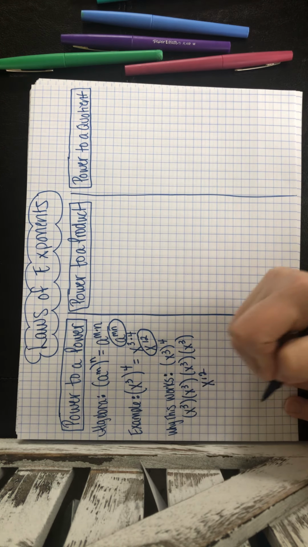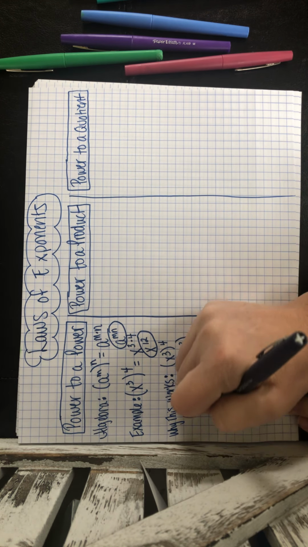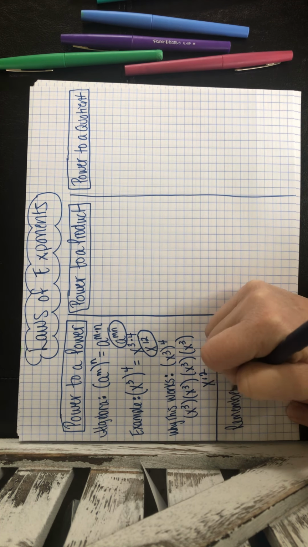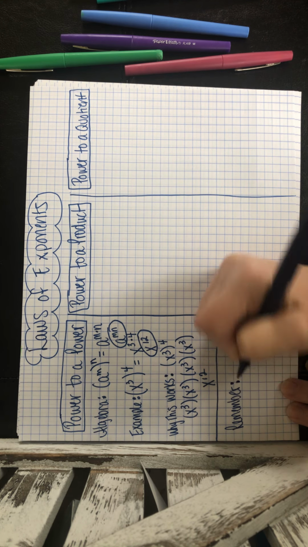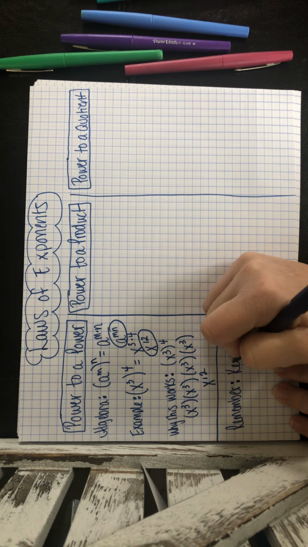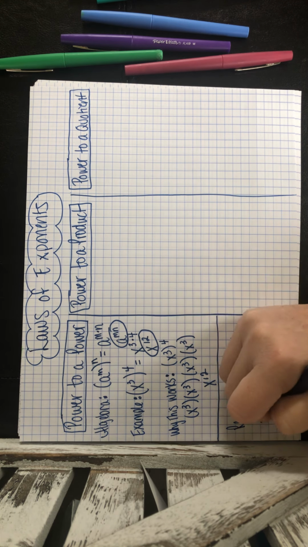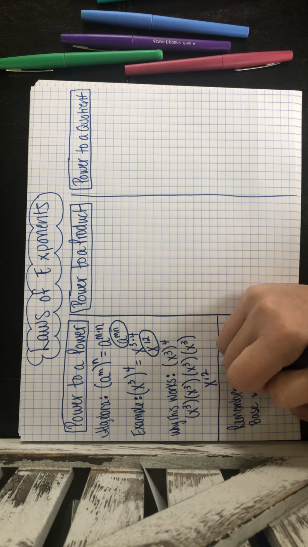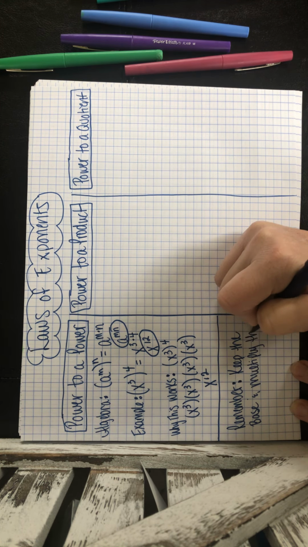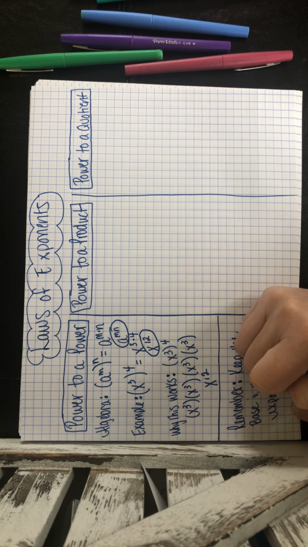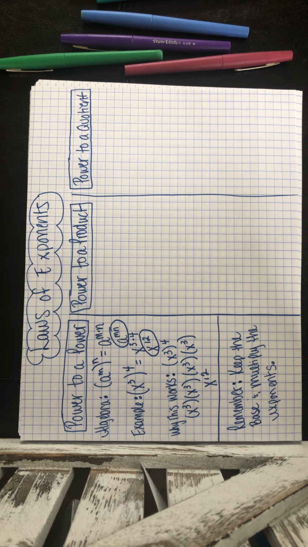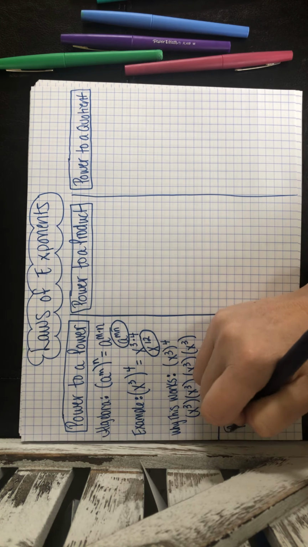So what you want to remember is keep the base and multiply the exponents. So that's all you want to do. So you want to remember to keep the base and multiply the exponents.